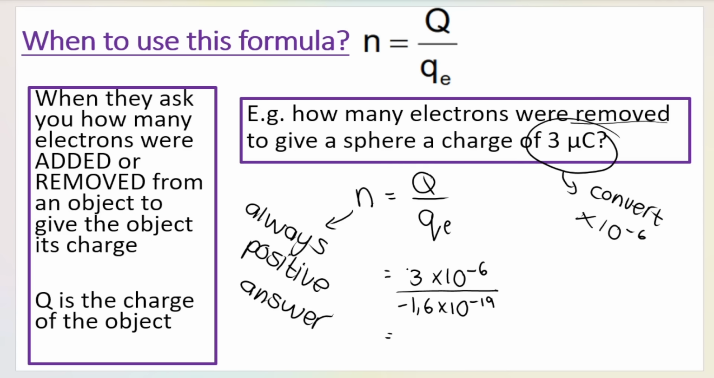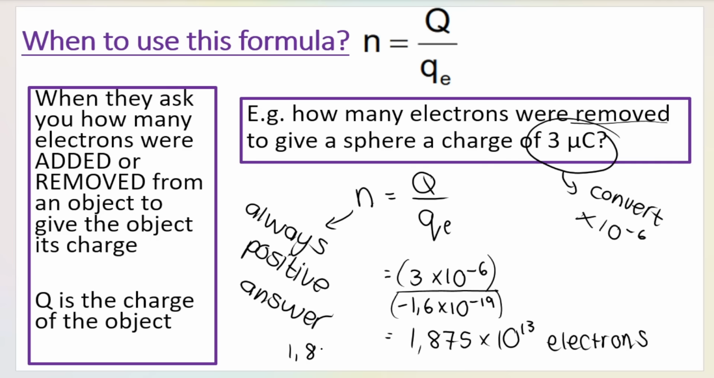If I type this into my calculator, a teacher tip is to use brackets, please. It makes a difference. My students and I have found this over the years. And I get 1.875 times 10 to the power of 13 electrons. It makes sense that it's a big number. Times 10 to the power of 13 is a huge number. It must be big. Now, the rule in physics is you can round off to at least 2 decimal places, which means technically you could say 1.88, but I always tell my students, my calculator gave it to me like that, 3 decimal places. So you may as well leave it like that. So in this case, that is how I use this formula.